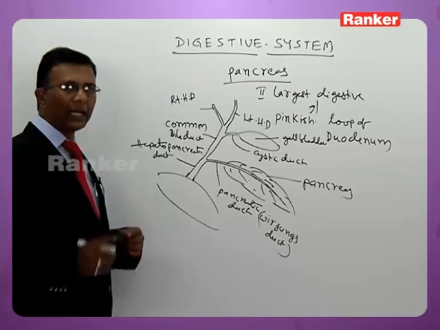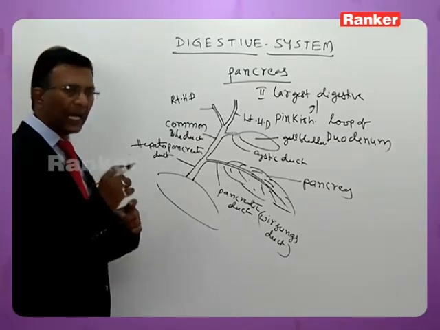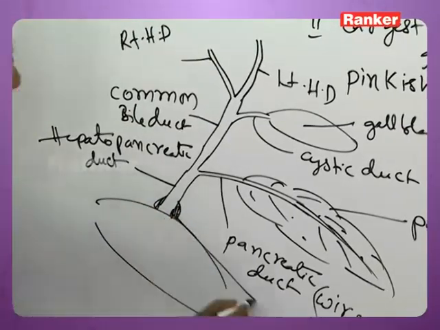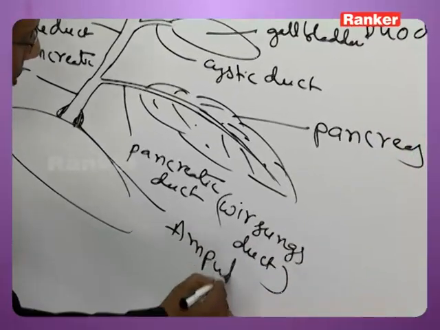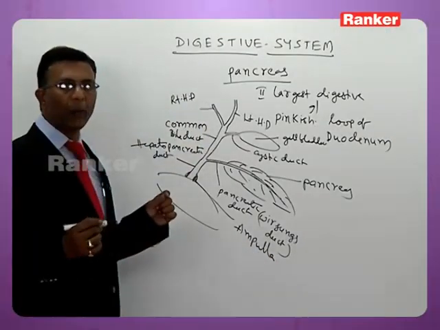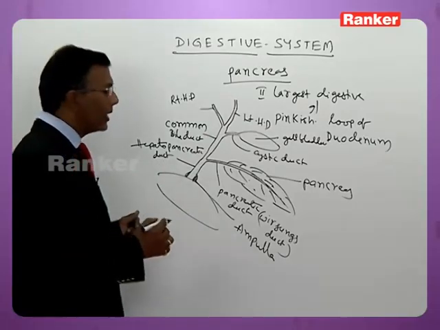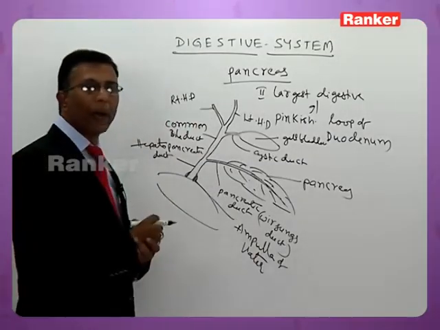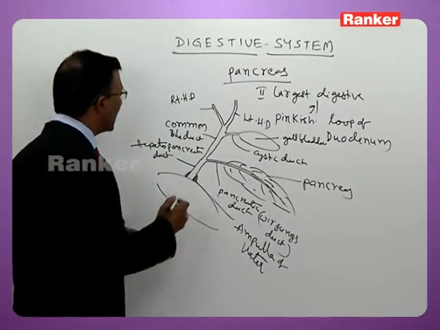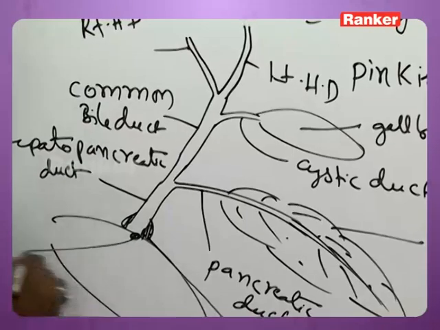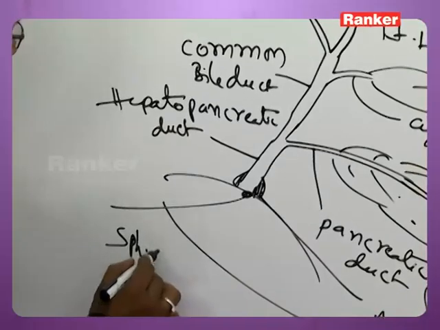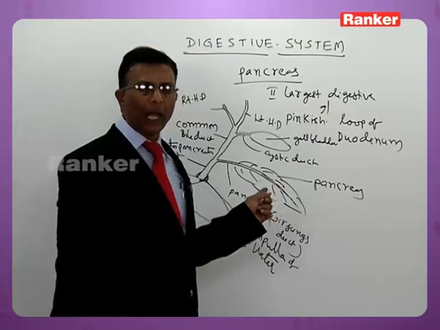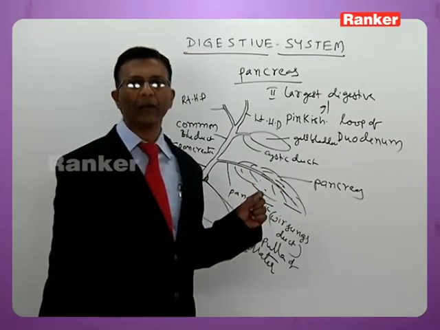The hepatopancreatic duct, at the point of opening, has a thickened bulbous structure, which is called ampulla of Vater. It is also called hepatopancreatic ampulla. Then at the point of opening, there is a sphincter which is called sphincter of Oddi, the sphincter that lies at the point of opening of hepatopancreatic duct into duodenum.